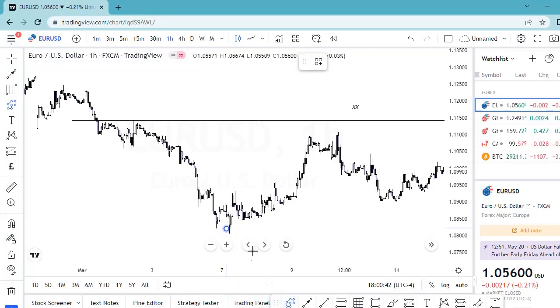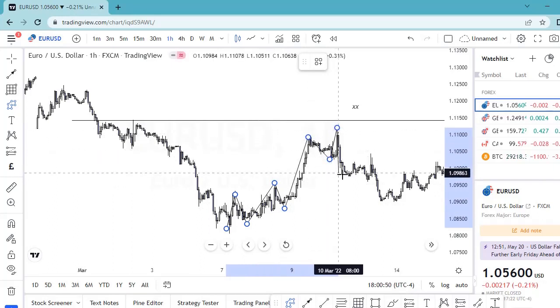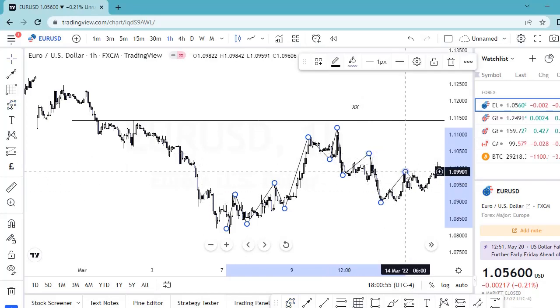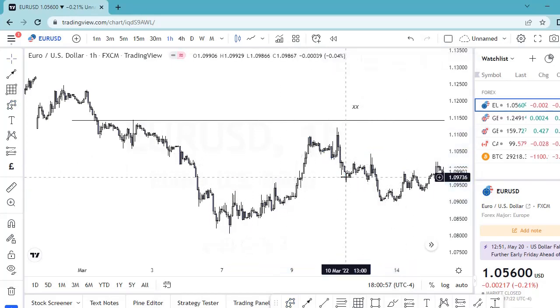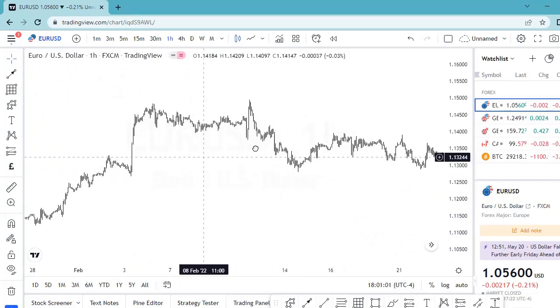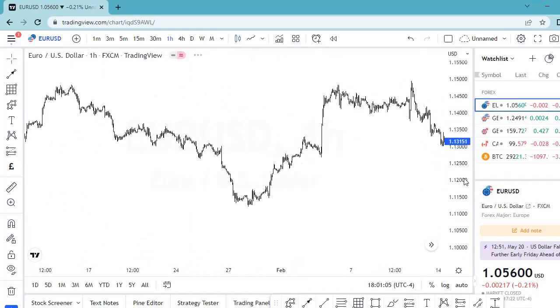I see a series of what? Higher high and higher low, higher high and higher low, higher high. Then the market broke structure: lower low, lower high, lower low. That is how the market moves from bullish to bearish, from bearish to bullish, family. So that is how the market moves.